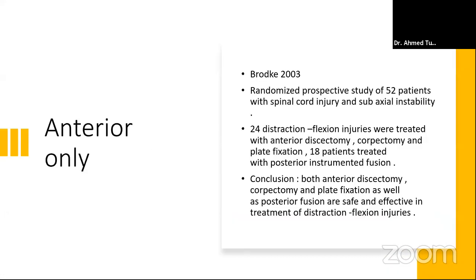In a study done in 2003, this is a randomized prospective study for spinal cord injured patients together with subaxial vertebral body fractures. They concluded that anterior discectomy, corpectomy, and plate fixation, as well as a posterior fusion, are safe and effective in treatment of such types of subaxial cervical body fractures.